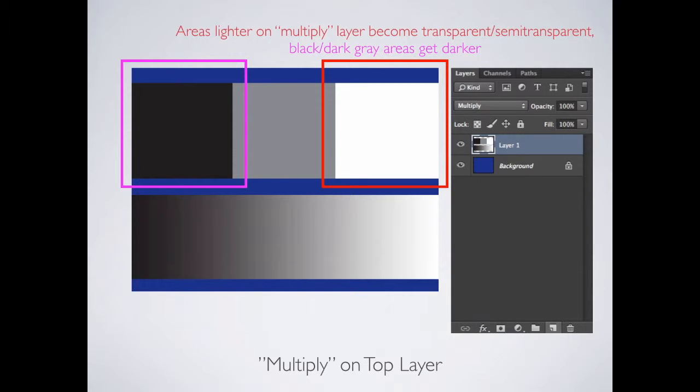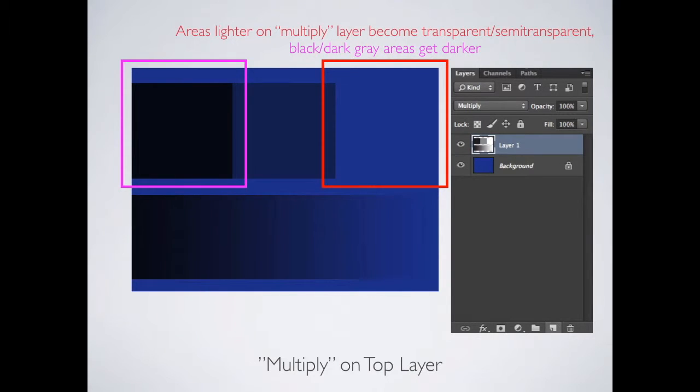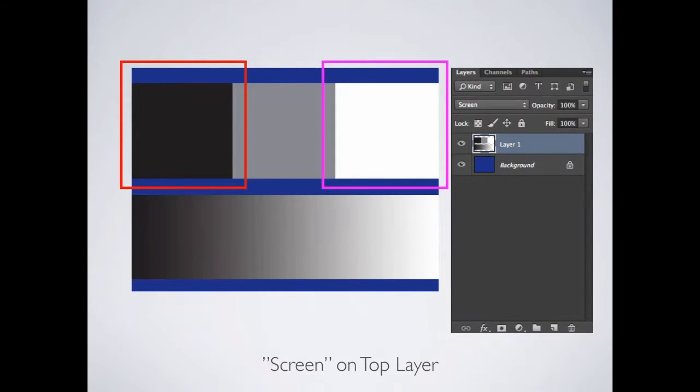So let's jump forward and see what happens when we apply it. Lo and behold, the white goes away. The medium kind of makes the blue a little bit darker, and the black makes the blue a lot darker. So that's multiply blending mode. And again, we'll do this all live so you can actually see what's happening.